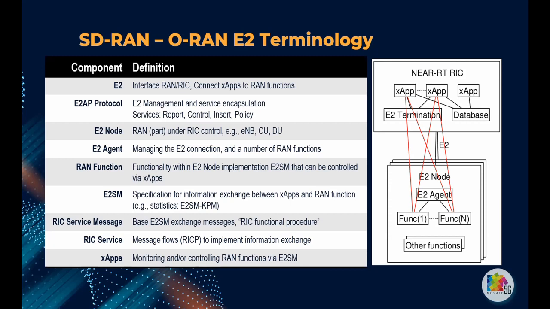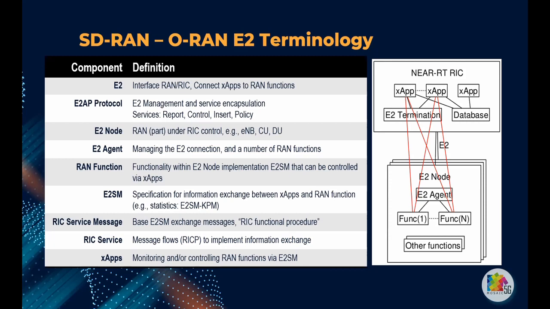So RAN functions are those that are controlled by the xApp. xApps use the E2AP protocol to control the RAN function. Imagine your RAN function is a MAC scheduling. The xApp here is going to control that specific RAN function.